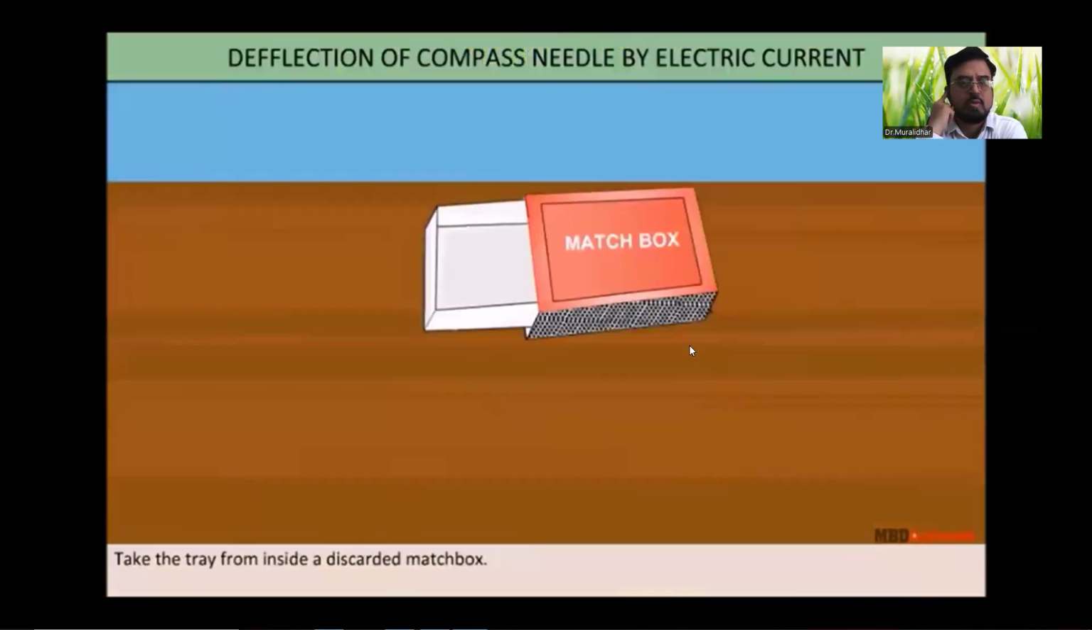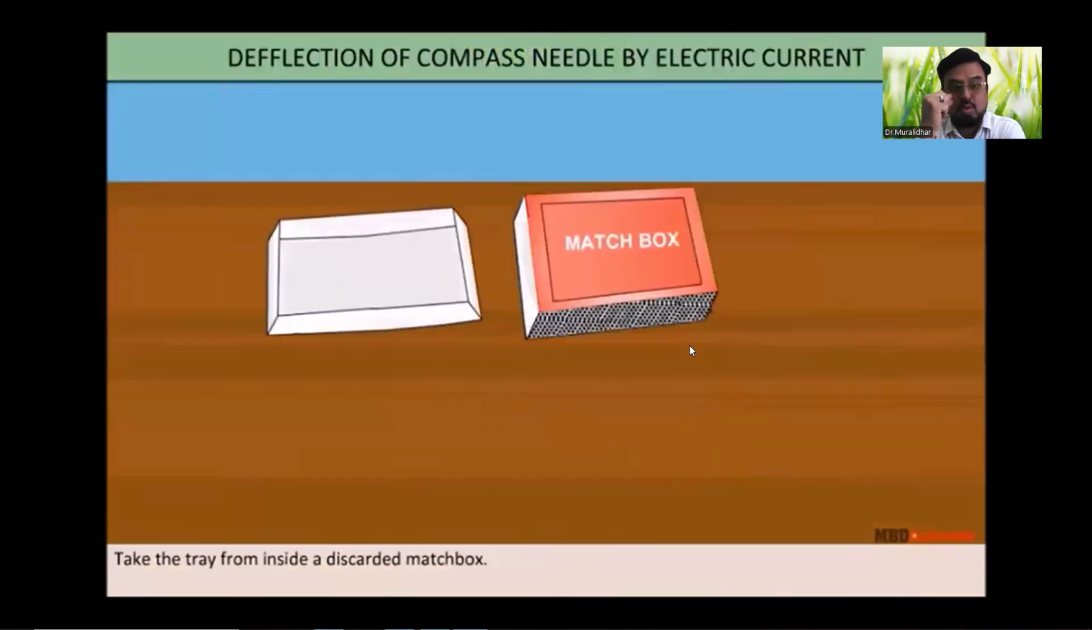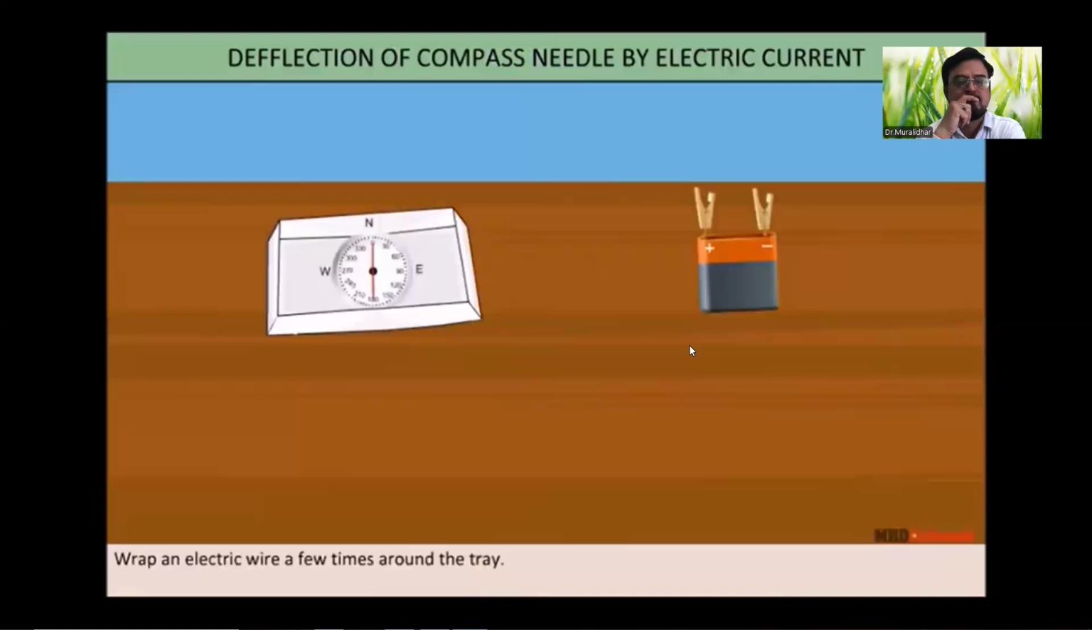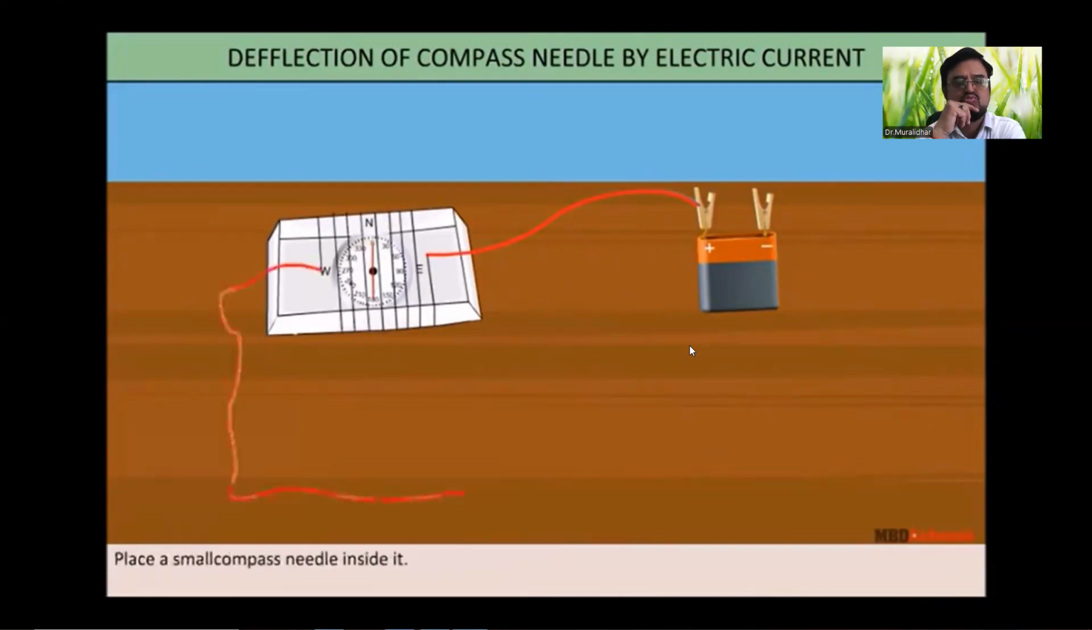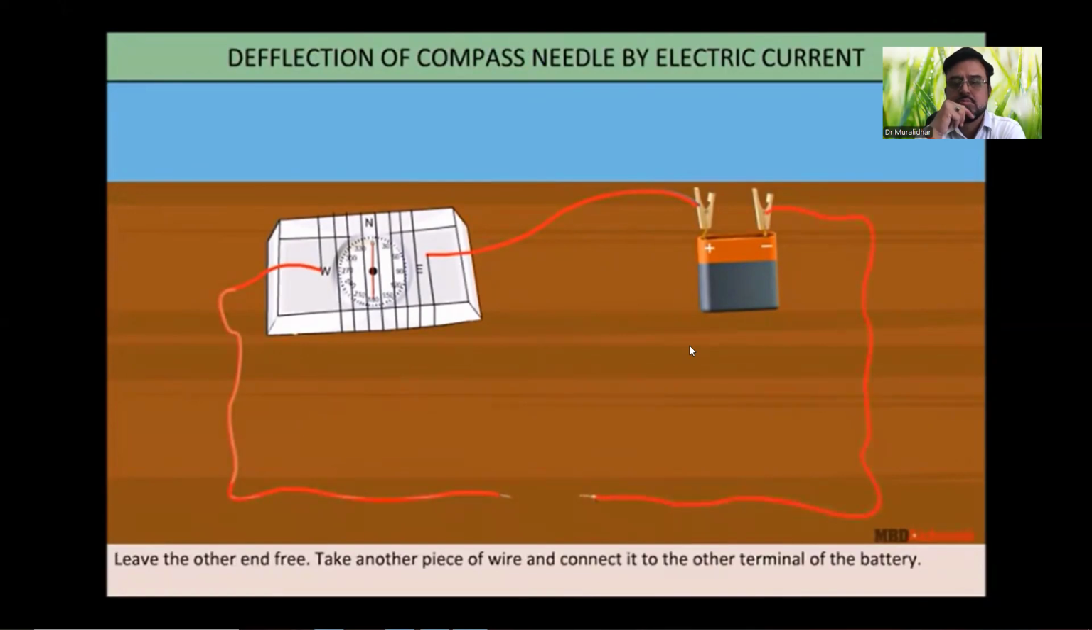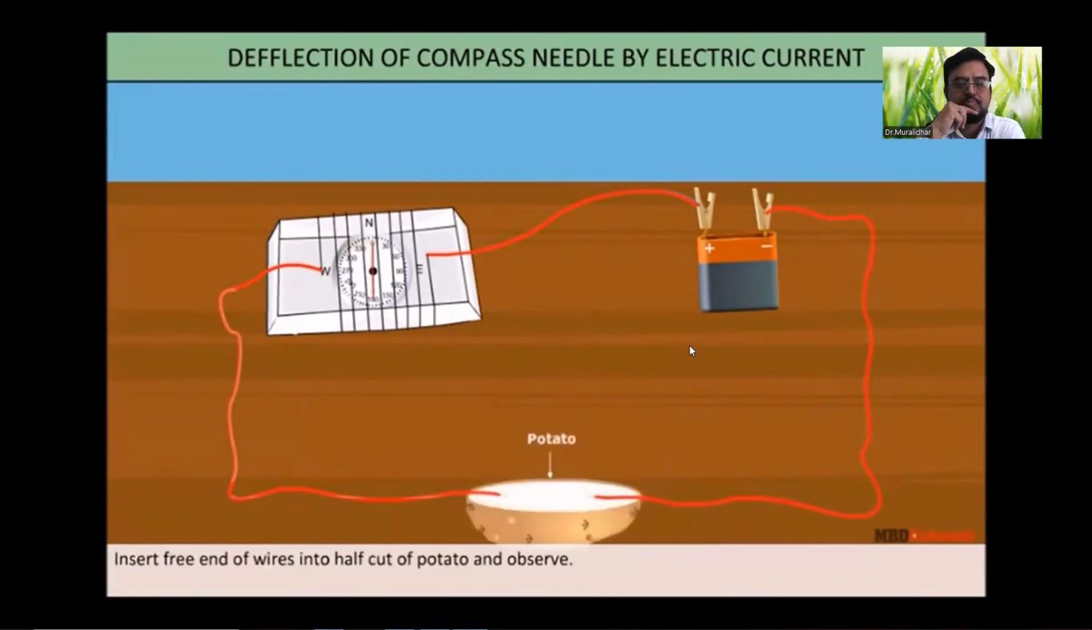Very important. Take the tray from inside a discarded matchbox. Wrap an electric wire a few times around the tray. The simple equivalent you can do, only you need a battery. Place a small compass needle inside it. Now, connect one free end of the wire to the terminal of a battery. Leave the other end free. Take another piece of wire and connect it to the other terminal of the battery. Insert the free ends of the wires into a half-cut potato and observe.